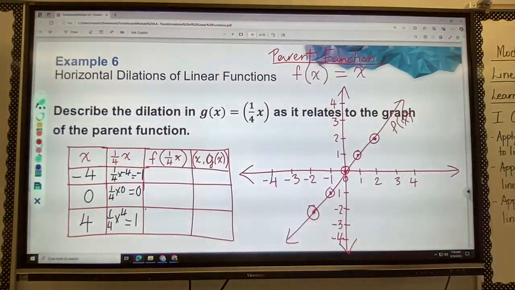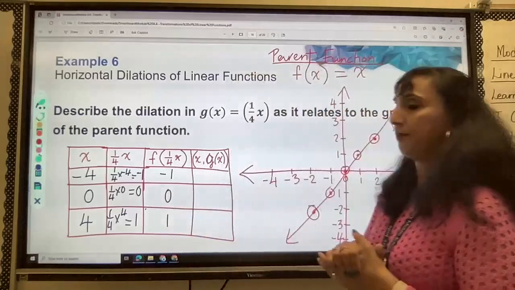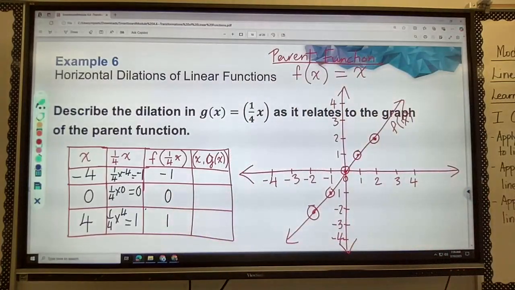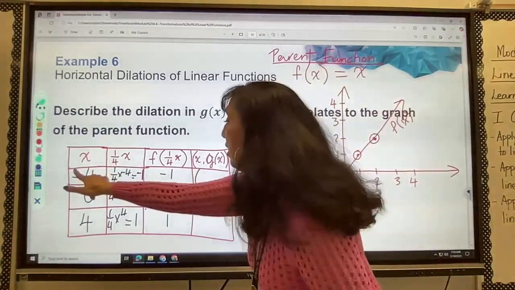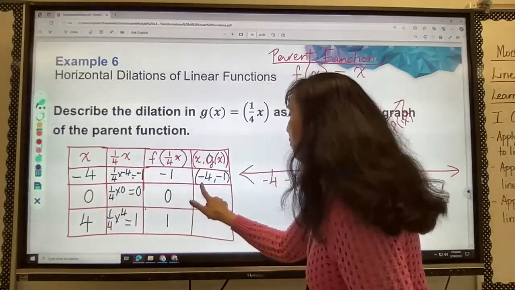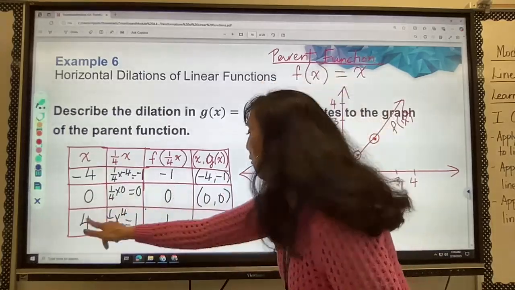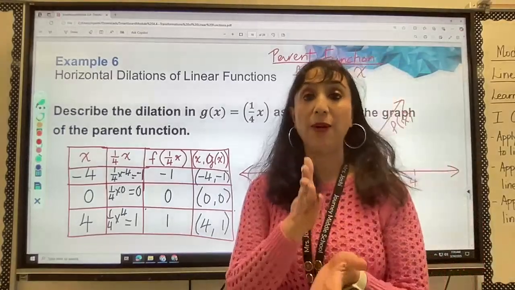Okay, so now that I have my values, f of 1/4 x is going to be -1, 0, and 1. And then what are my ordered pairs for g of x, which is my new graph that I'll be creating? That gives me (-4, -1), (0, 0), and (4, 1). So these are 3 of the points that I will be plotting on the graph.